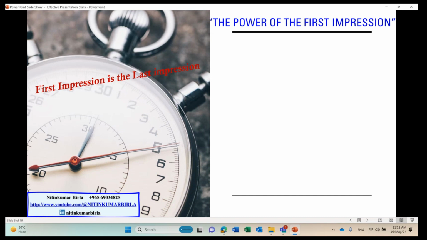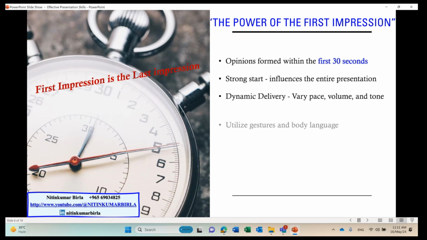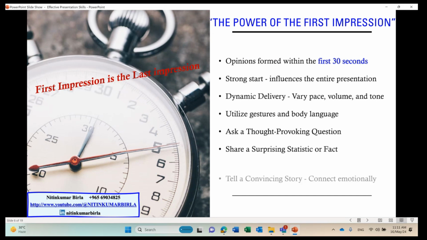So we know one great saying that we always say, first impression is the last impression. So when you meet somebody the first time, you should impress. Your 90% of job is done at that point of time itself, correct? So the power of first impression is applicable to presentation also. And how it is, I will just keep all the points ready on the screen.